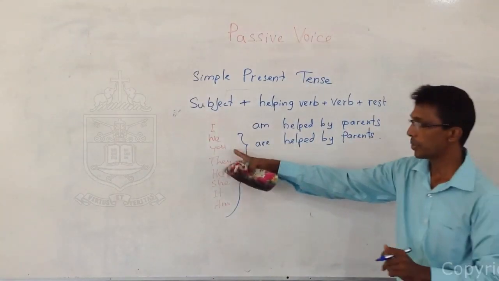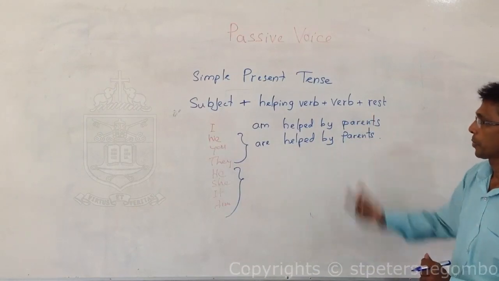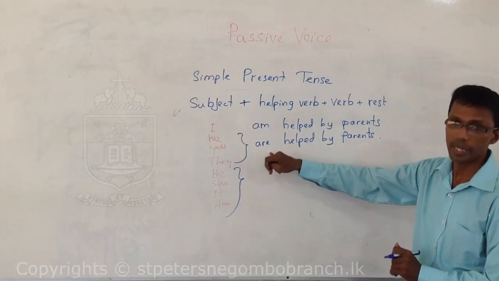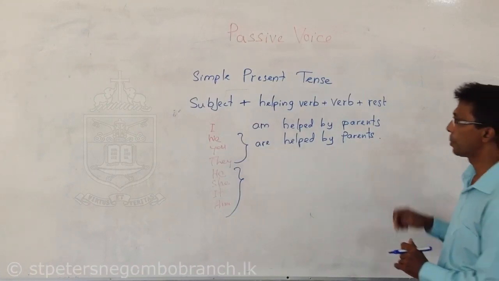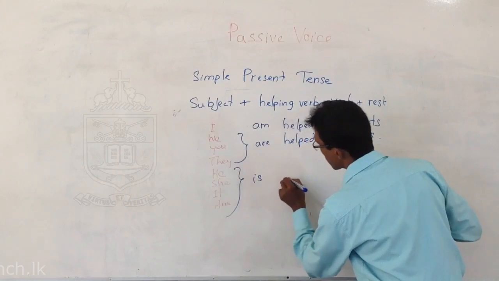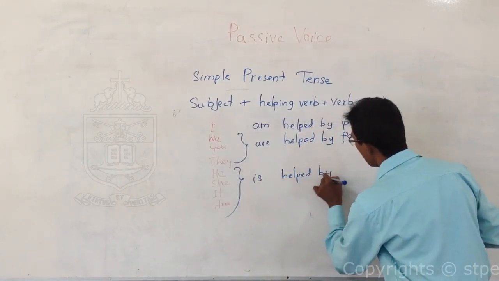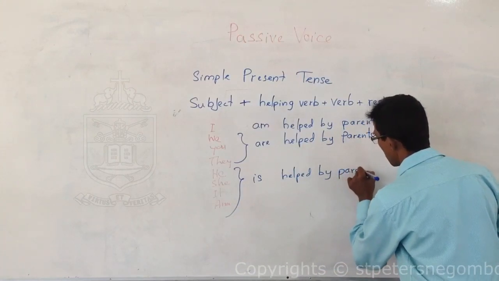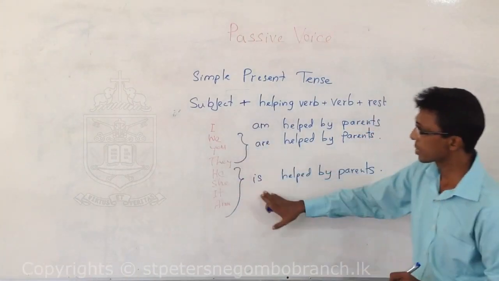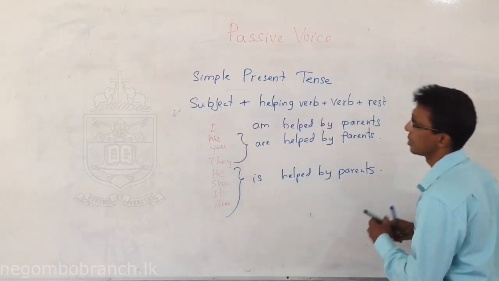We, you, they, and all the plurals. All the plurals we say using the helping verb are. This is in present simple tense. Are helped by parents. Then for the singulars we use is helped by parents. Right? This is the structure that I have written here.